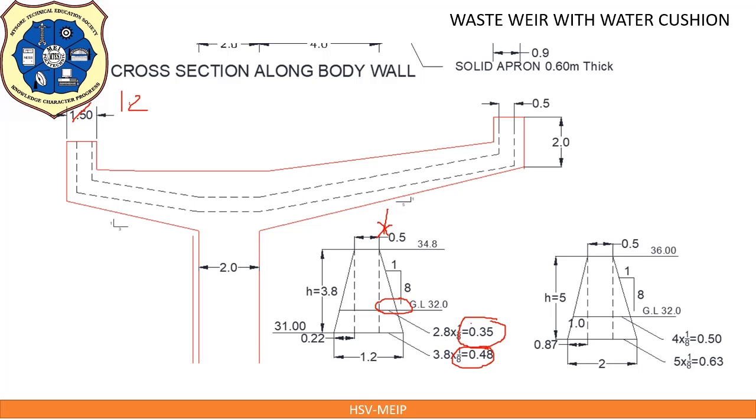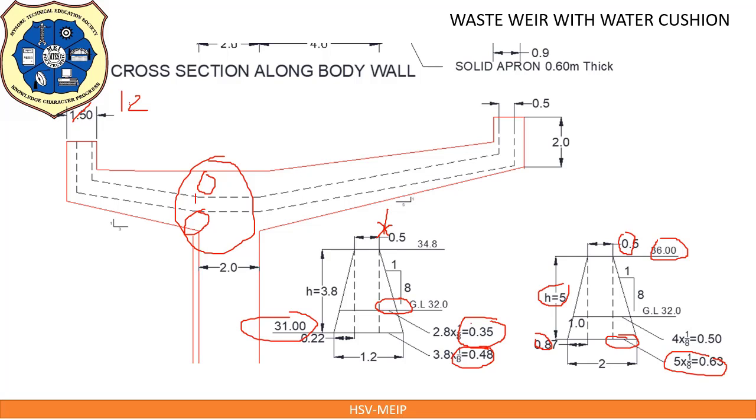Similarly, for abutment portion, this is the abutment portion. Abutment top level is 36, TBL level, abutment is constructed up to TBL. Bottom level is 31, same. 36 minus 31 is 5 meter, the height of the abutment. 5 into 1 by 8 is 0.63. This portion is 0.63. This balance portion is 0.87 plus 0.5 top width. If you add all together, it is 2 meter.